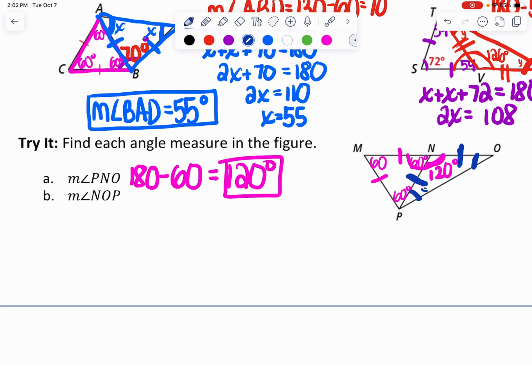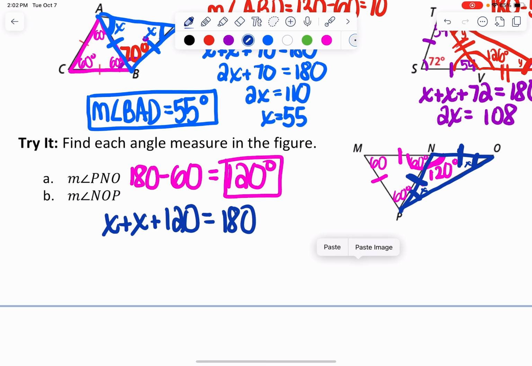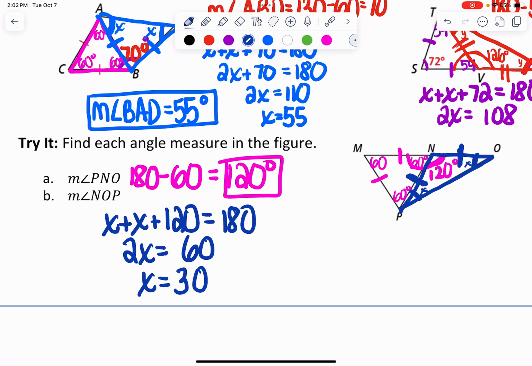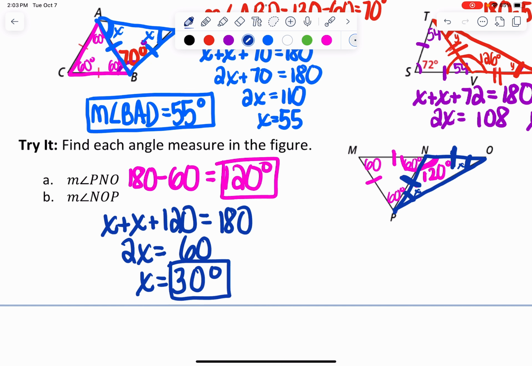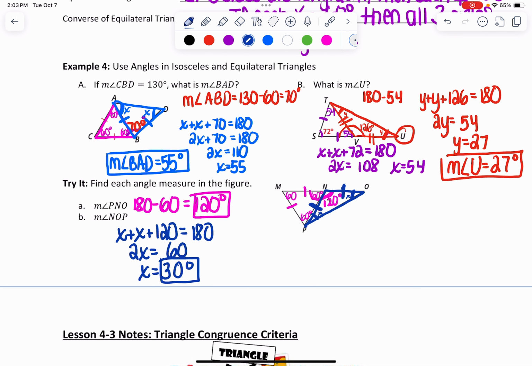So I can call this X, and then I have a triangle right in here. It can be X plus that 120 that falls in there, which is equal to 180. And so I would get 2X equals 60. Finally divide, you get X is equal to 30. That's what we labeled as the measure of NOP. It would be 30 degrees. Again, try to figure out where the equilateral triangles are, where the congruency markings are. The base angles are congruent, that type of thing will help you out.